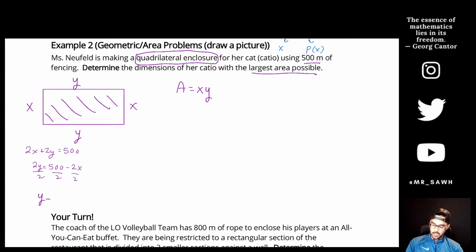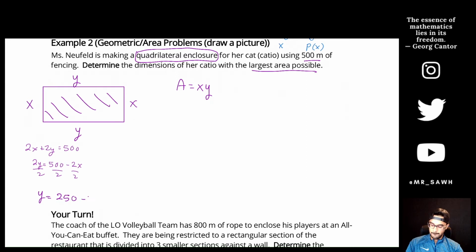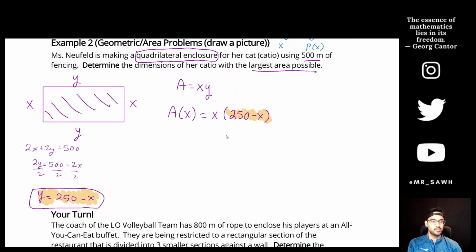So that y is going to equal 250 minus x. Okay, now that I've got that, we can plug it into our area formula. So area, in terms of x now, is going to be the x that was already there before, and y is going to get replaced, and y is going to become 250 minus x, because I know that's what it's equal to. That's what we just figured out together. Right? y is the same thing as 250 minus x, so I can make a substitution.